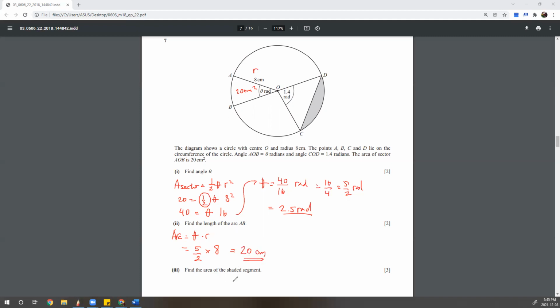Find the area of the shaded segment. If you want to find the area of the shaded segment, it has to be sector subtract triangle, right? See, sector minus triangle. Sector of ODC. Yeah, ODC here. This one.